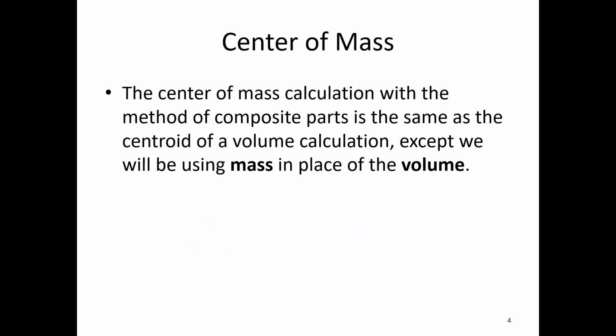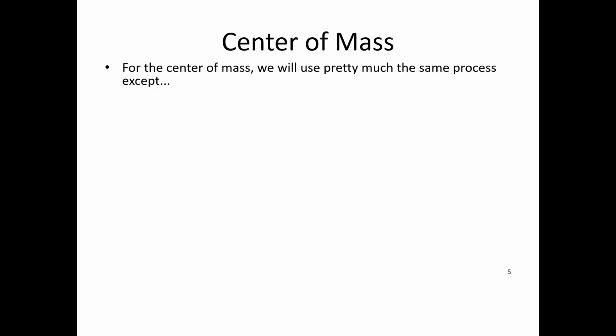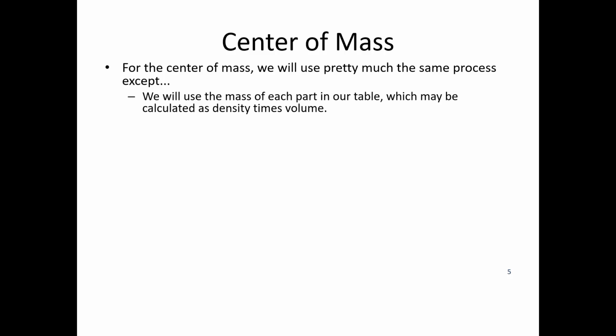Moving on to the center of mass. So the center of mass calculation is very similar to what we just did with center of volume calculations, except we're going to be using mass in place of volume. So for this, same process, use the mass of each part. It may be calculated as density times volume if you just have a material. It might be weighing the individual pieces to figure out the mass that way. Also, when we have a cutout, this is the mass of the material removed.